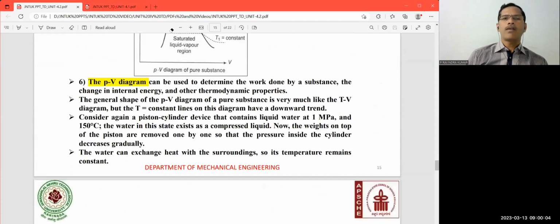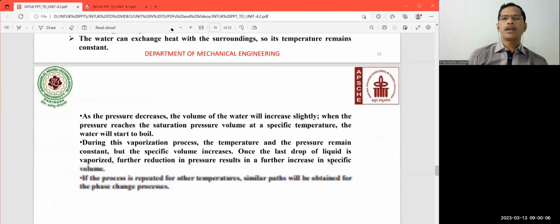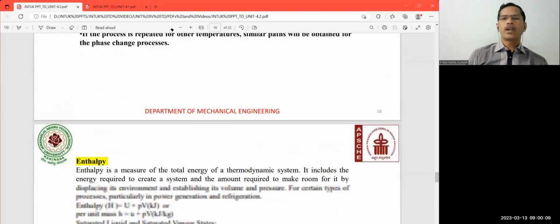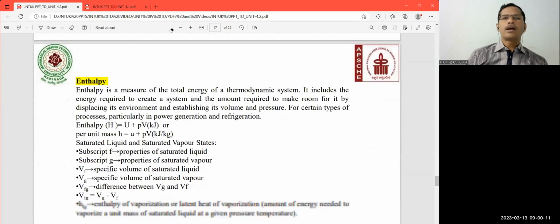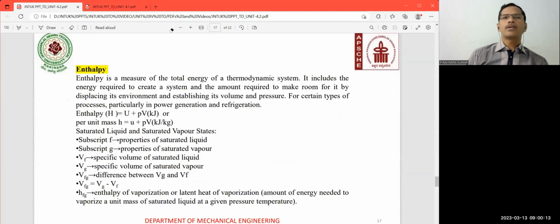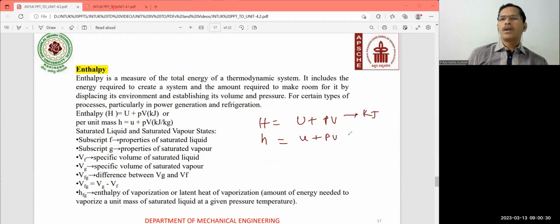So think of the content mentioned here and try to go through it, and how you can find the enthalpy. We already know that the enthalpy H is equal to U plus PV, where capital H is in kilojoule. Then what about the small h? It is u plus pv, and this is all in kilojoule per kg.